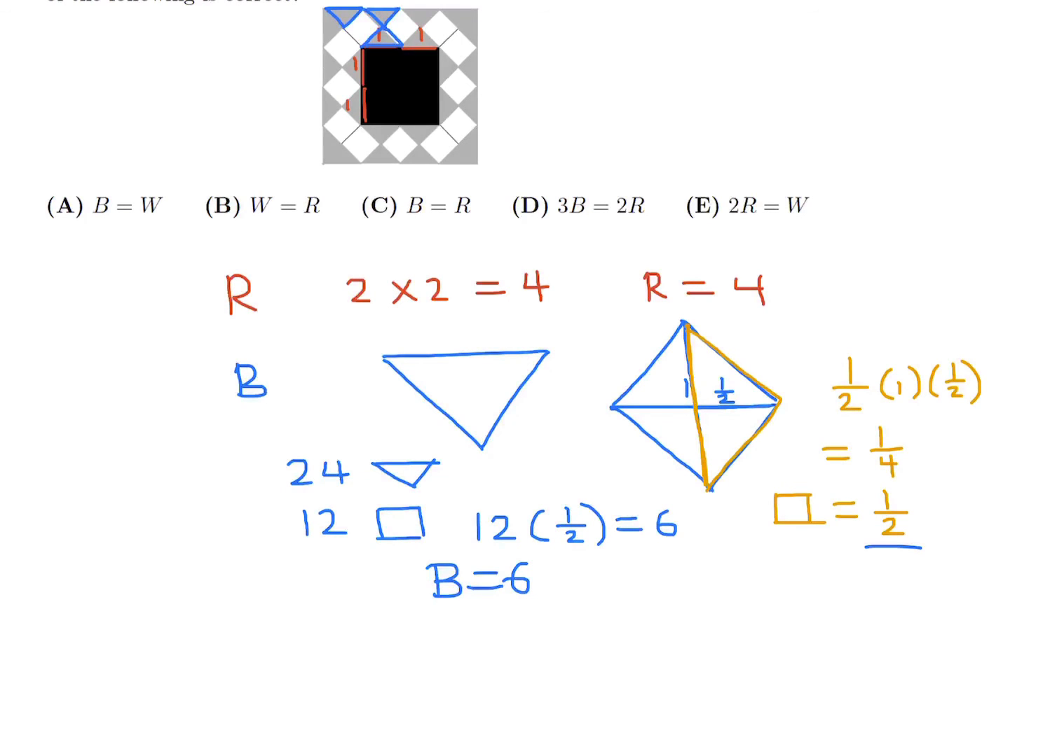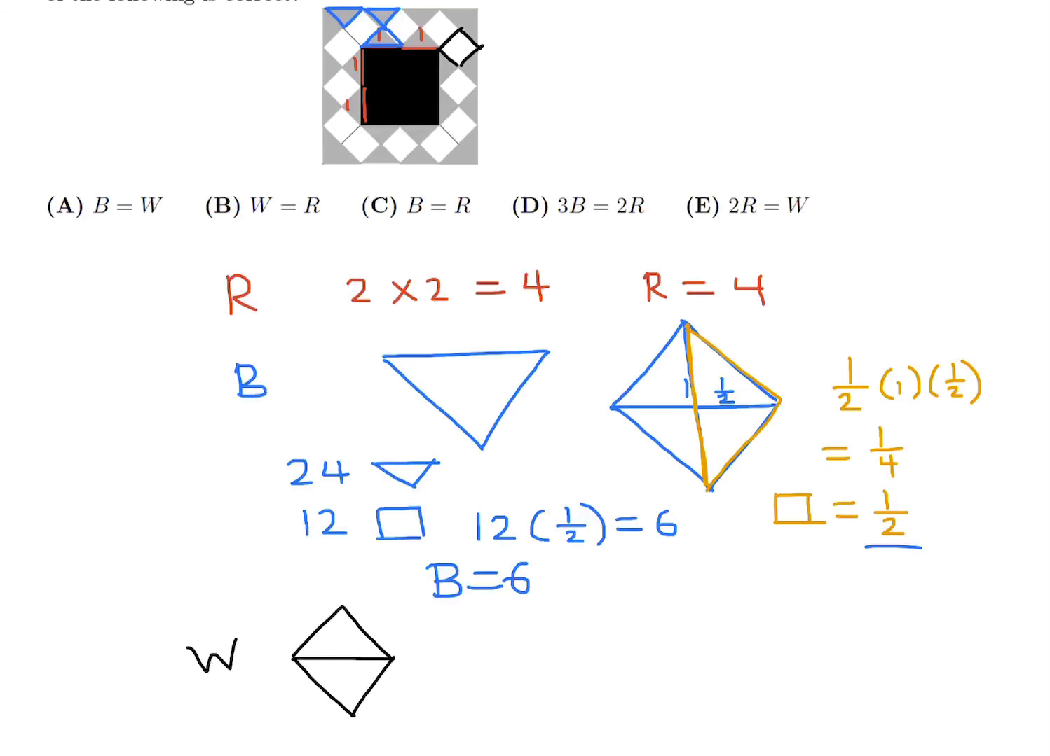And then the white is very similar. The whites look like that, right? And those are very similar to the blues in that each white square is essentially 2 triangles, and each triangle has an area of a half. So how many white squares do we have?